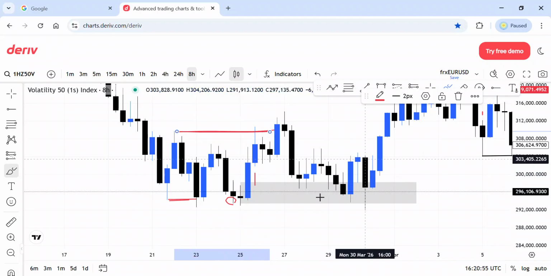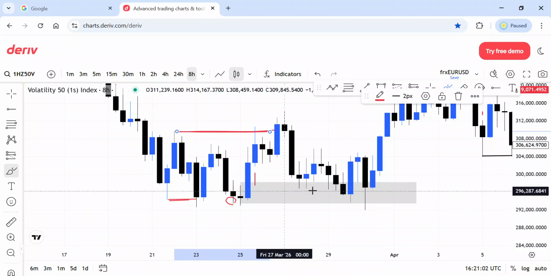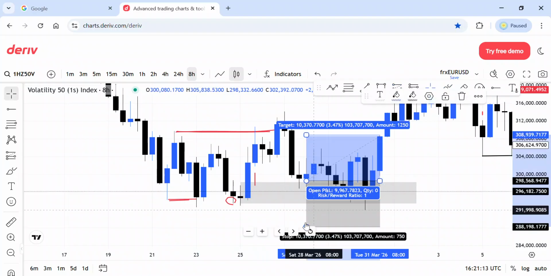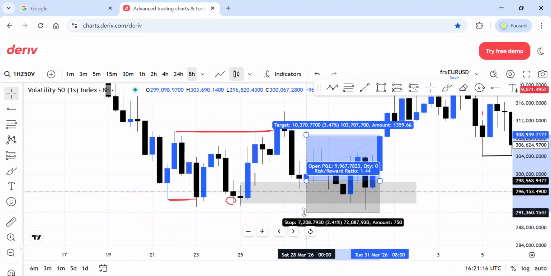So when the market comes back to it, although there was a manipulation, if you're an aggressive trader, you might be stopped out. But if you're a conservative trader, definitely you are going to see an entry here. That's why I said whenever you are entering a trade, you should give your stop loss a little bit of breathing room.